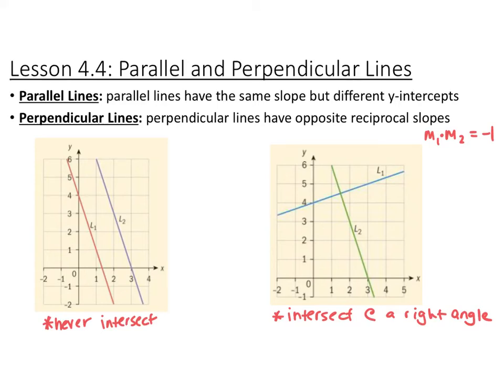Lesson 4.4 is parallel and perpendicular lines. Parallel lines have the same slope and different y-intercepts, so they look like this. A key part is the fact that they never intersect because of these same slopes.